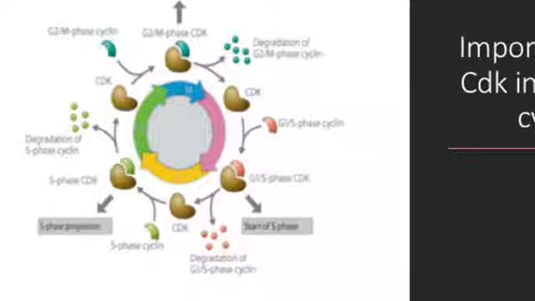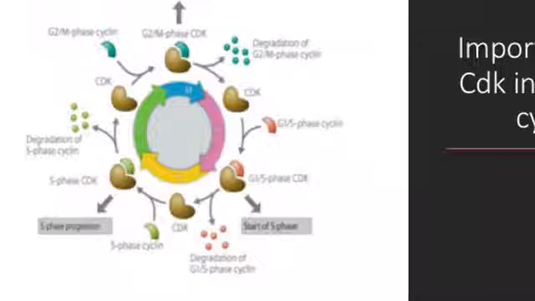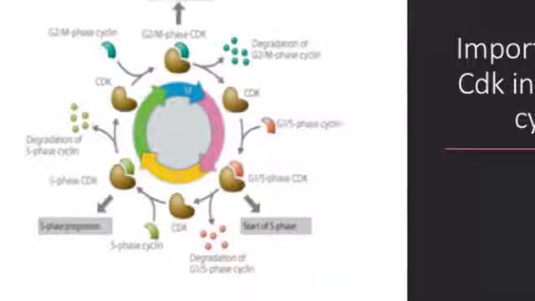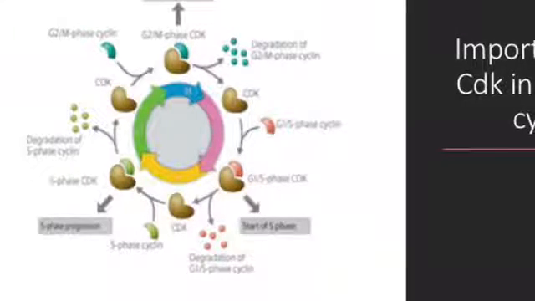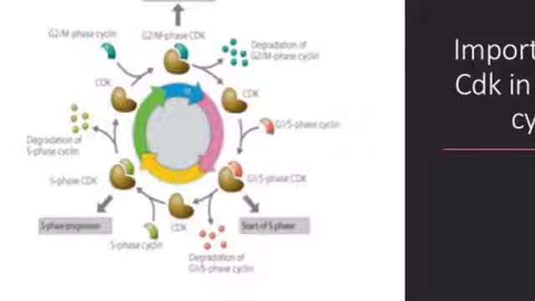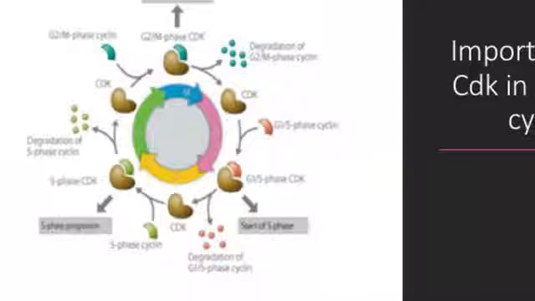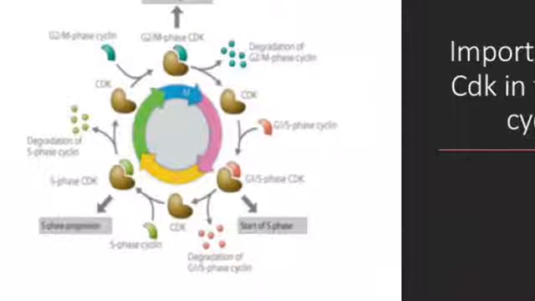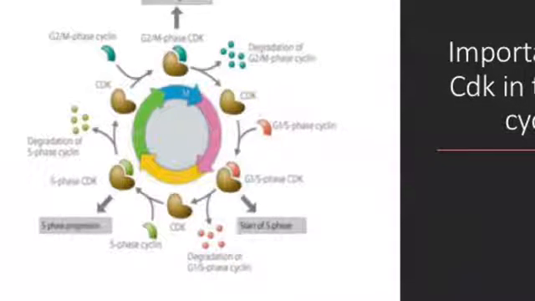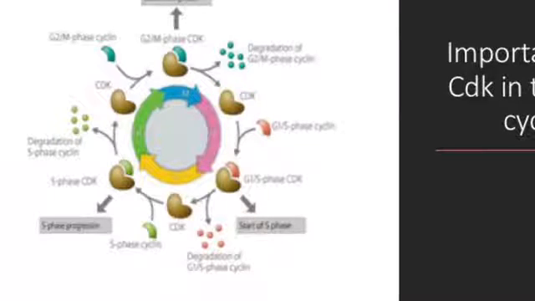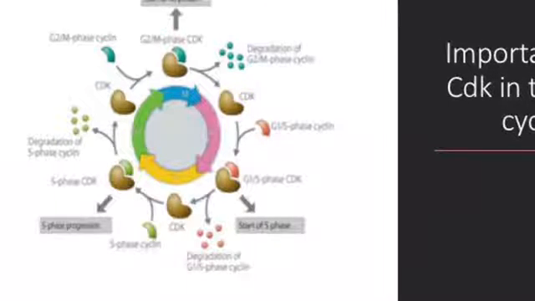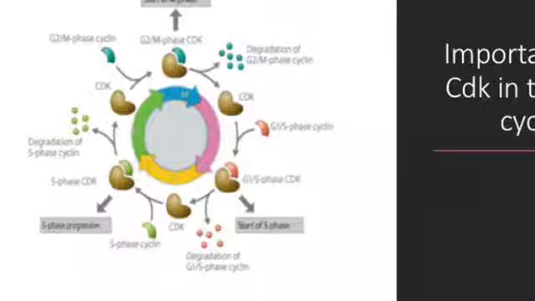Finally, we will talk about CDKs in the cell cycle. The way the cell stops itself at a checkpoint from moving on to the next phase is through CDK inhibitor proteins. This stops the CDKs from being activated and going into the next phase. DNA damage increases the expression and activity of a protein called P53. P53 is a transcription factor that activates a CDK inhibitor, which is known as P21.